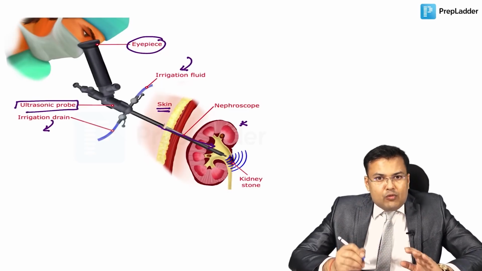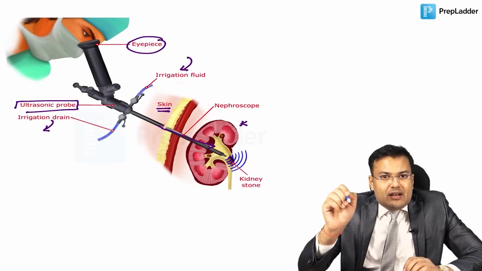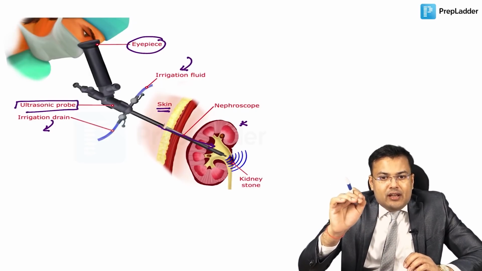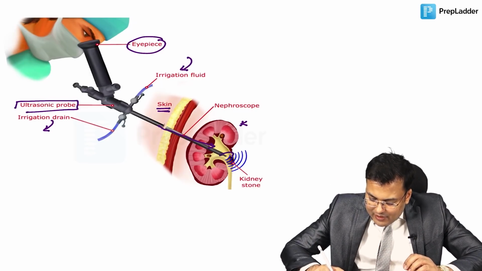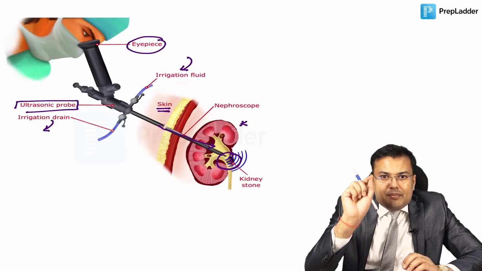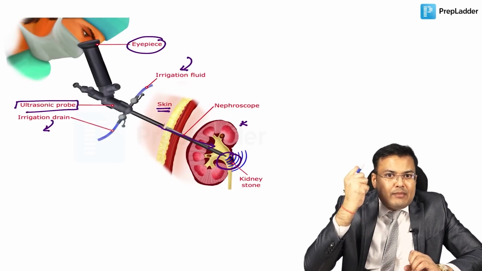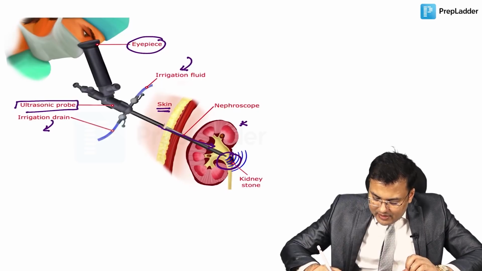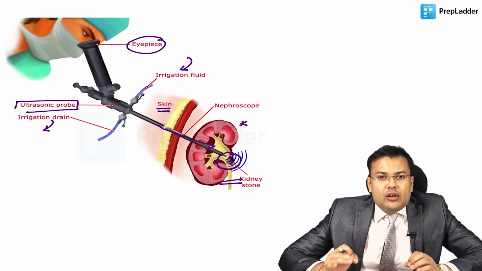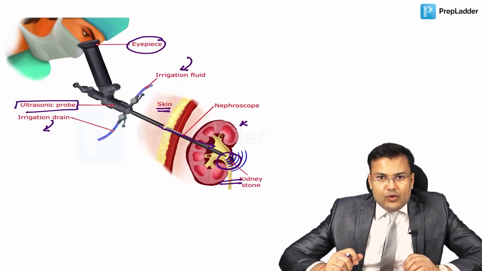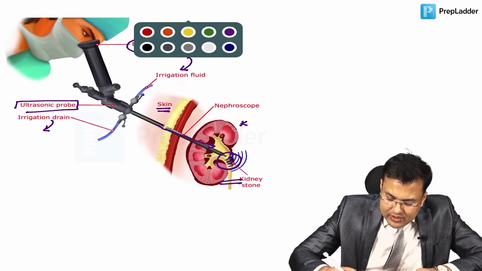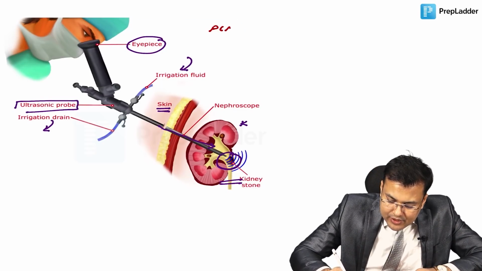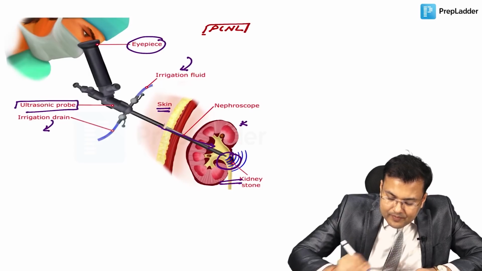Clear? Now what we are going to do, we are going to create a track from the skin to the kidney. We are going inside the kidney, we are going to break the stone, and after breaking the stone, what we are removing? The fragment of stone. It means here distal obstruction is not a contraindication. Okay, so see in detail we are going to discuss PCNL, percutaneous nephrolithotomy.